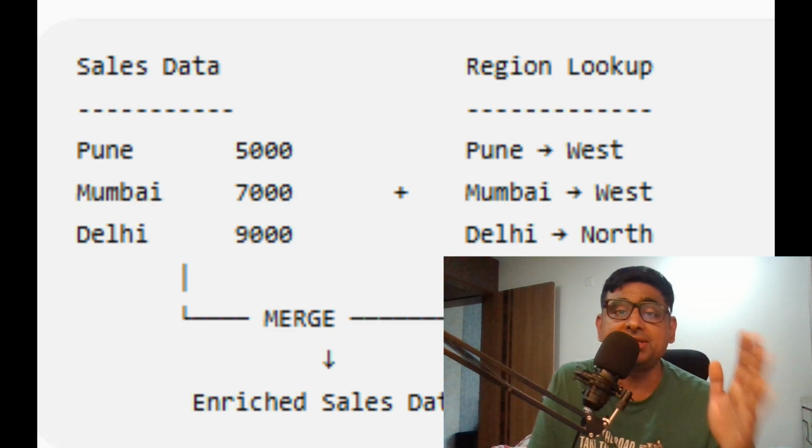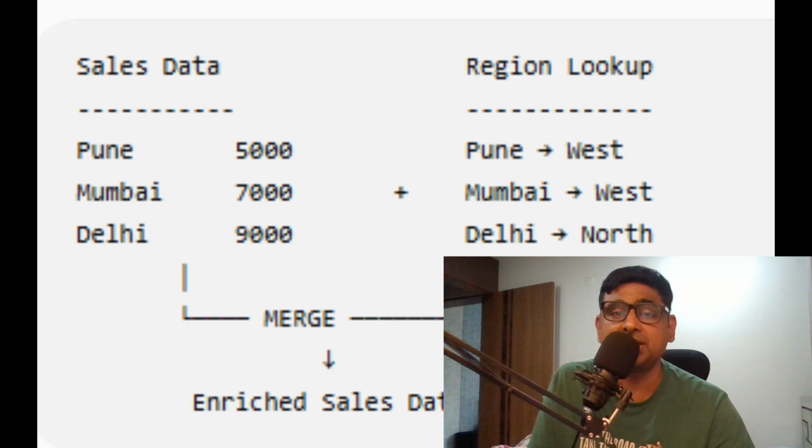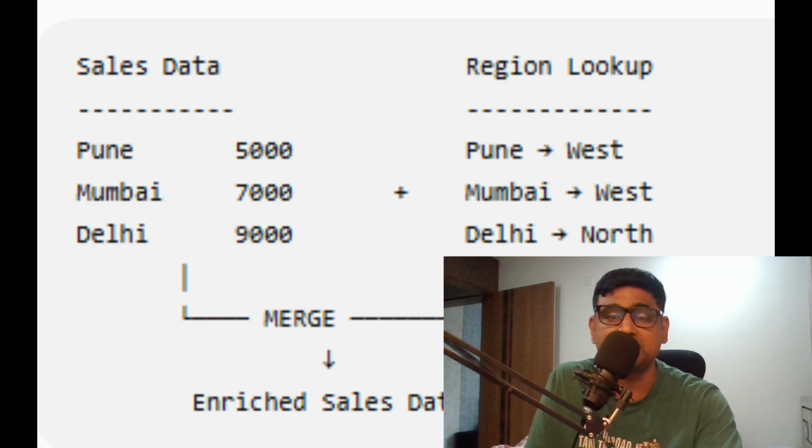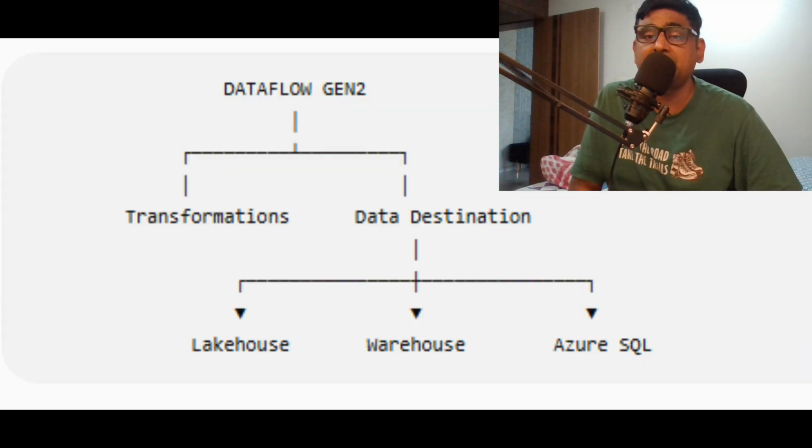Okay, so this is something I use quite often conceptually in various data projects. You don't just ingest data, you shape it into something that the business can normally use. So now once you have transformed the data, you are not finished. You need to decide where this output should go, and that is where the Dataflow Gen2 data destination is very important.